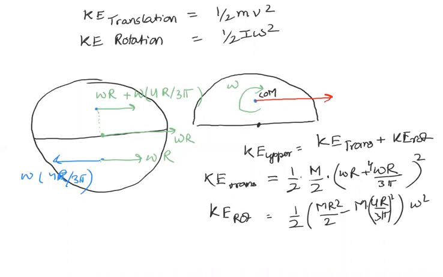Right? So when you add this up, you'll get the kinetic energy of the upper half, and the kinetic energy of the lower half will be easily obtained because in it the kinetic energy of rotation will remain the same.